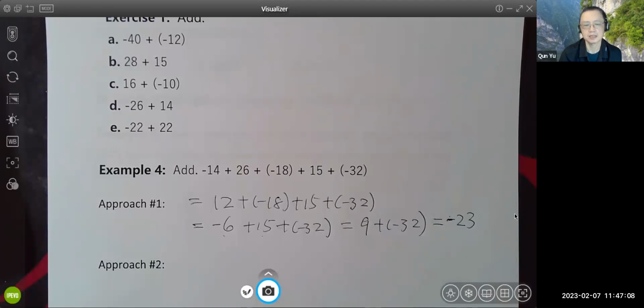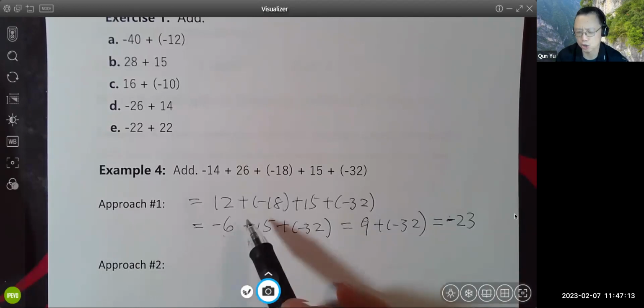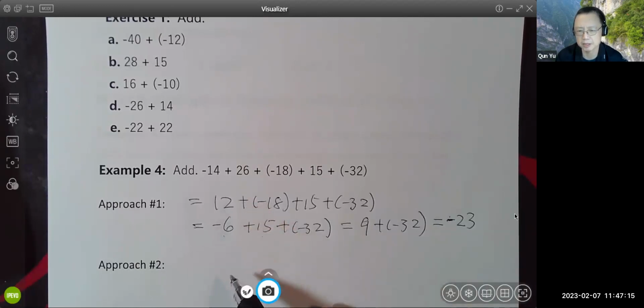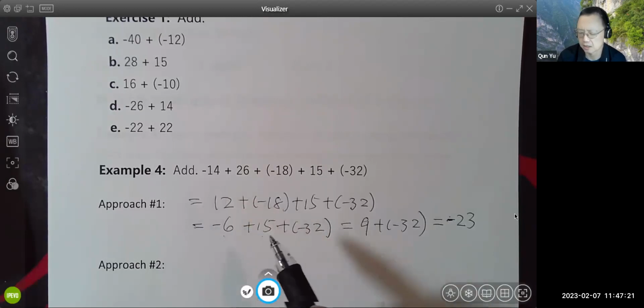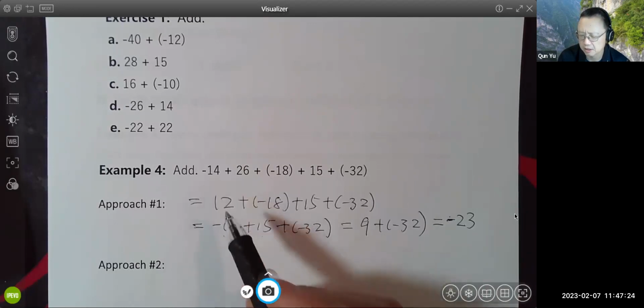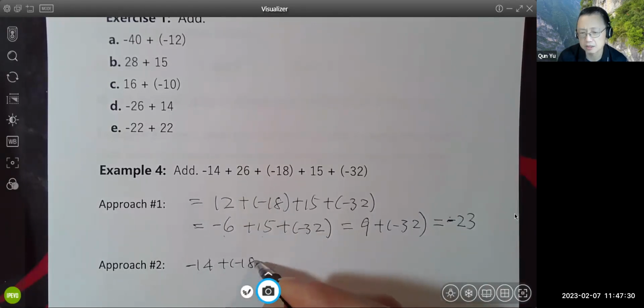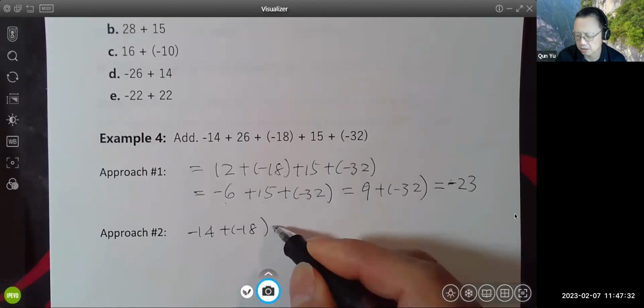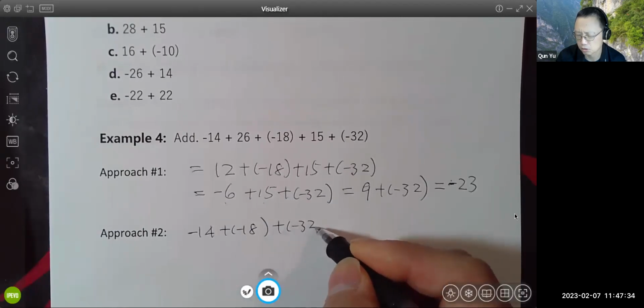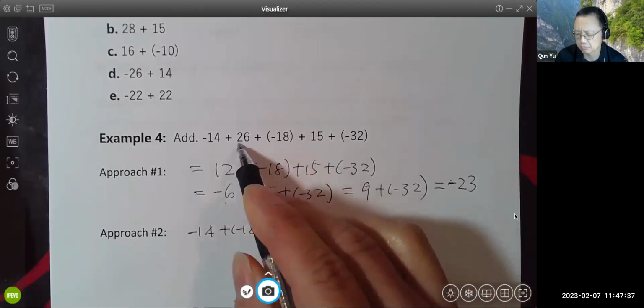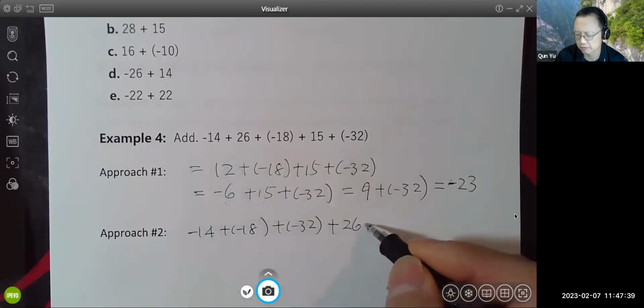What is my second approach? My second approach is that I accumulate all of the positive numbers together, and then I accumulate all of the negative numbers together, then add them up. So let's look at the negative ones. Negative 14, I'm going to write it out. Negative 14 plus negative 18 plus negative 32, then plus all of the positive ones, 26 and 15.